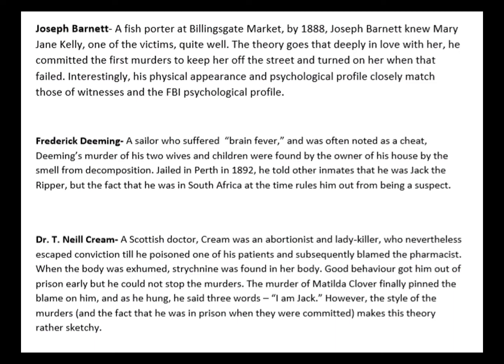He was hung for his crimes, and apparently when they put the noose around his neck, the last 3 words he said were, "I am Jack." And that was kind of a big media scandal. Is he or was he Jack the Ripper? However, the reason we know he probably isn't is because the style of the murders, and the fact that he was actually in prison when they were committed, makes the theory that it was him a bit sketchy. So he couldn't have committed them because he wasn't a free man at that point in time.